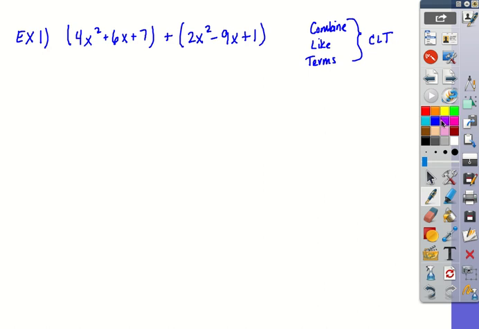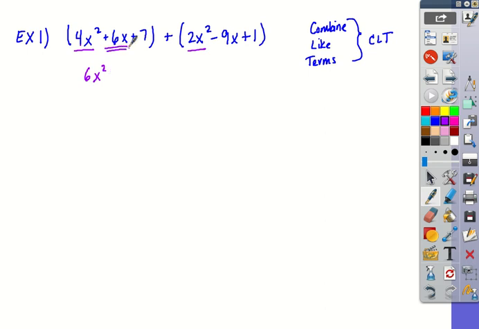We can, at this point, identify my like terms. What is like terms with 4x squared? Not this, not this. Ooh, there's an x squared too. They have to have the same letter and the same exponent. So I can put those together. When I put them together, I simply combine the coefficient. So 4 combined with 2 gives me 6. And then I keep the like term, x squared.